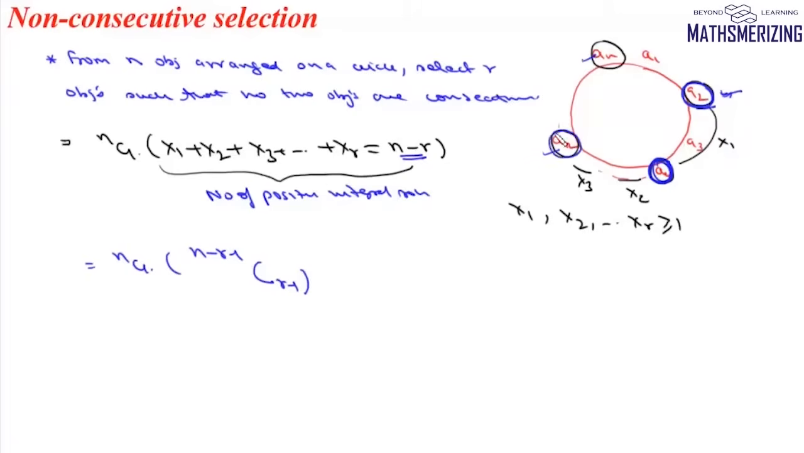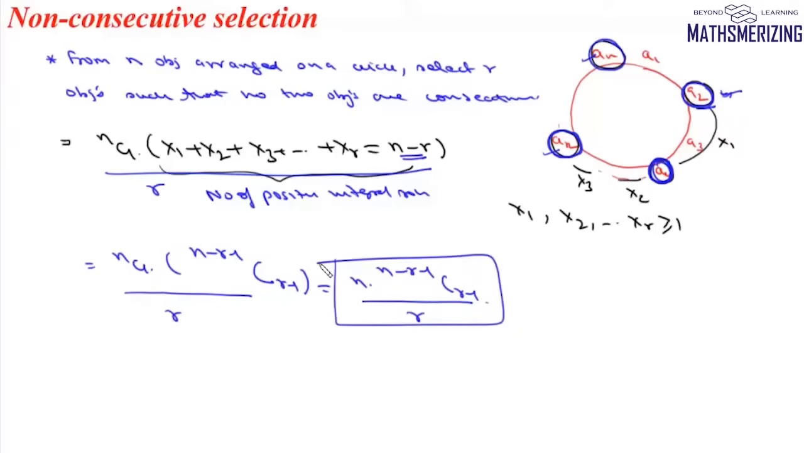We can end up getting the same selection with AK and we can end up getting the same selection with AN as well. So the total number of distinct selections will be this entire value divided by the number of variables, which in this case is simply R. So the total number of ways in which we can select R objects from N objects on a circle so that no two objects are consecutive will be N into N minus R minus 1 C R minus 1 upon R. So selecting R non-consecutive on a row is distinctly different than selecting R non-consecutive on a circle.